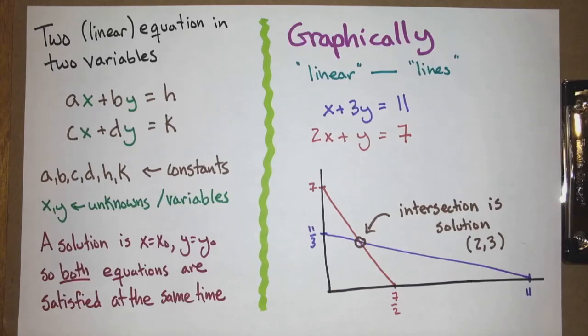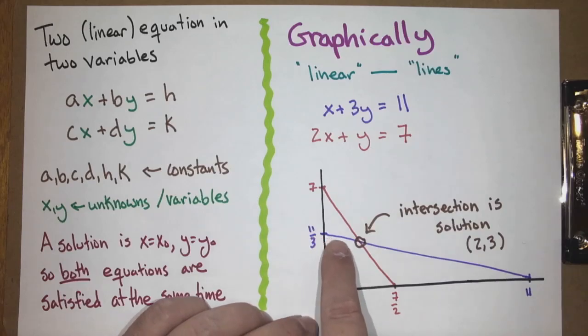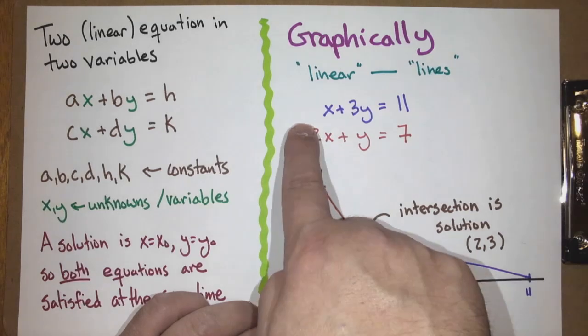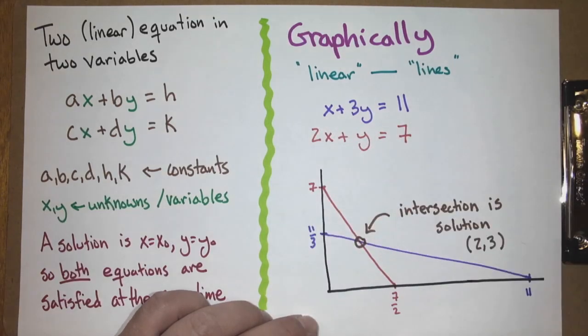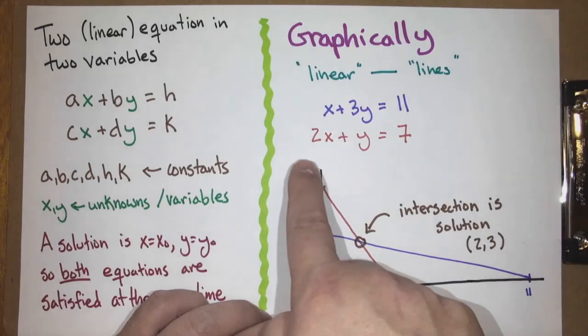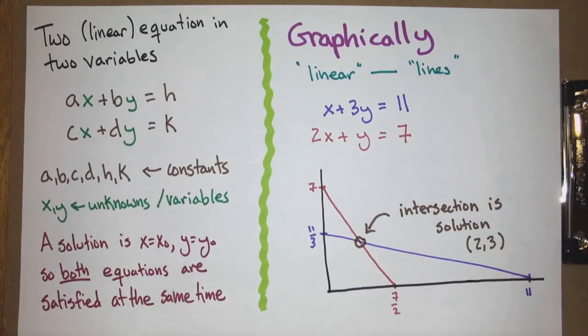All right, now why is the intersection the solution? It should be noted, any point on this line, this purplish line, is a solution to the first equation, x plus 3y equals 11. Any point on this red line is a solution to 2x plus y equals 7. To say I want a solution to the full set of equations, to both equations simultaneously, because I'm looking for something where both are true at the same time. That's why we're looking for the intersection.